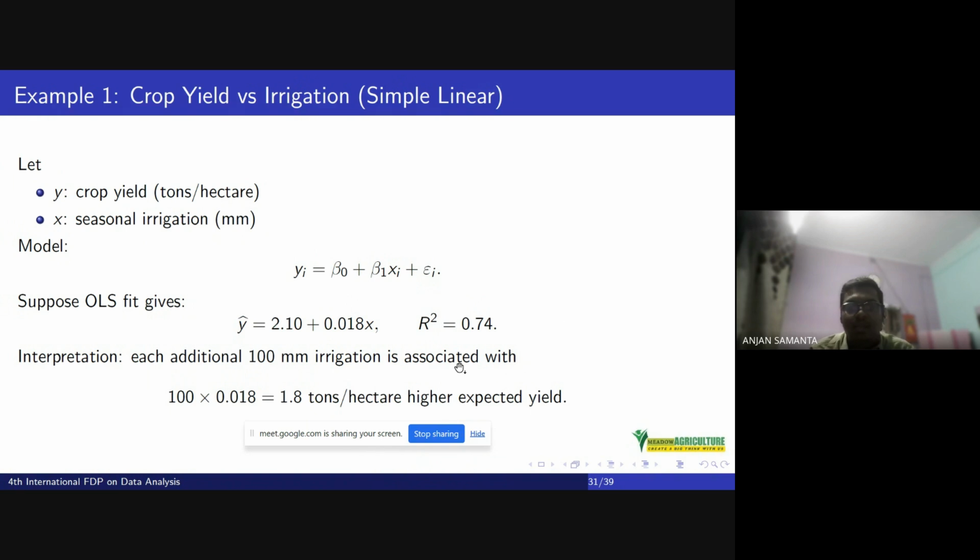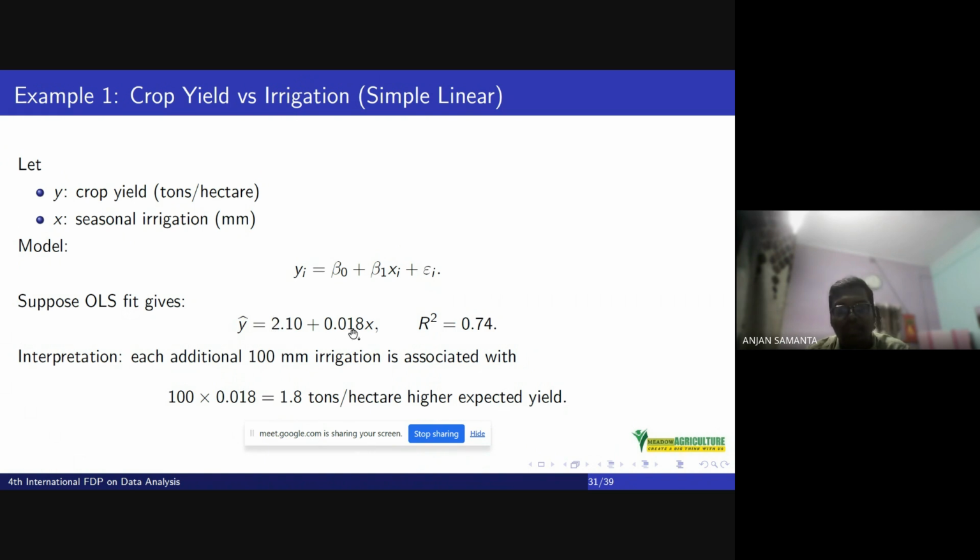You can see the interpretation of these coefficients of the regression. If you put x equal to 0, y cap equal to 2.1.